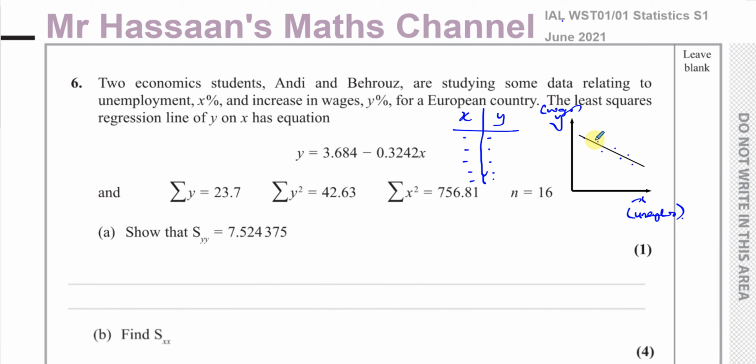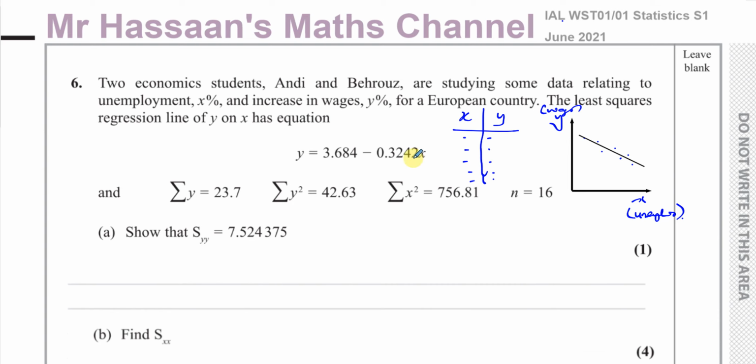In IGCSE, you would draw that by looking and trying to fit it through so that there's an equal number of points above and below, and it follows the gradient of the line. In AS, we actually work out the equation of the line of best fit using the formulae given. We don't have to understand the maths behind that, but we just have to understand that the formula will give us the line of best fit with this data. That's all we need to know.